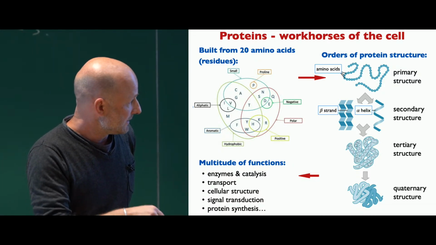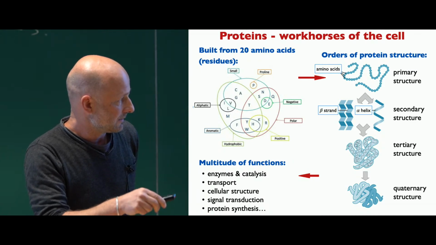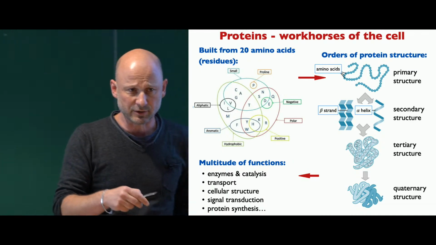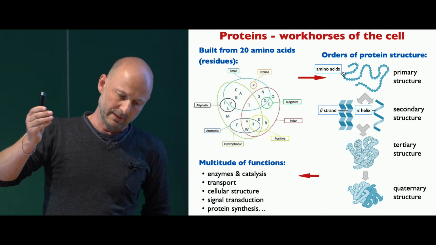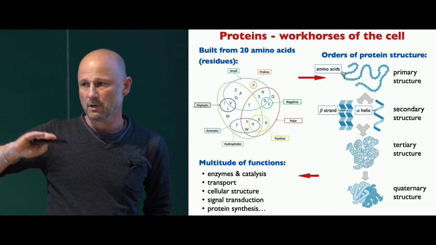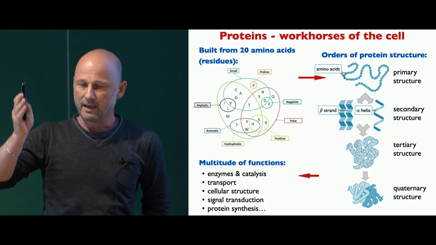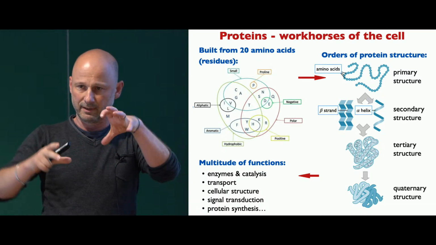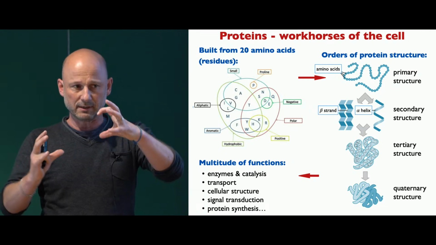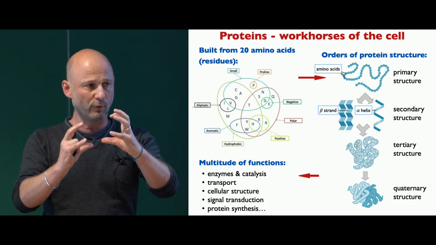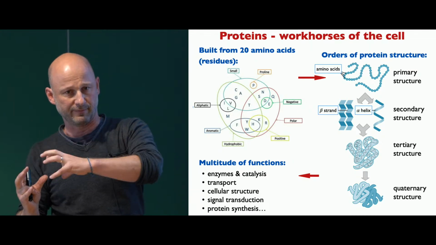These tertiary and quaternary structures matter because most of the functions are realized via amino acids which are exposed on the surface of the protein, and they have to be exposed in a very special spatial arrangement. And so the faithful folding into a well-defined structure is essential for the function.